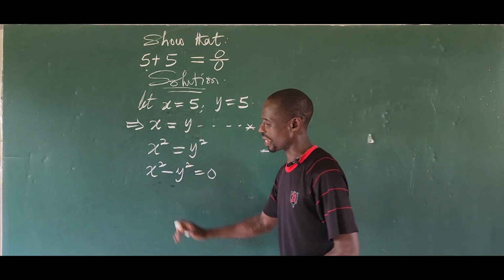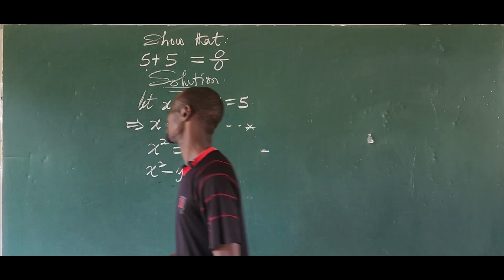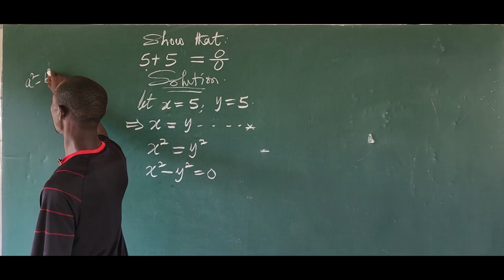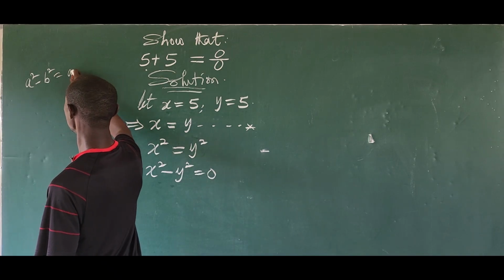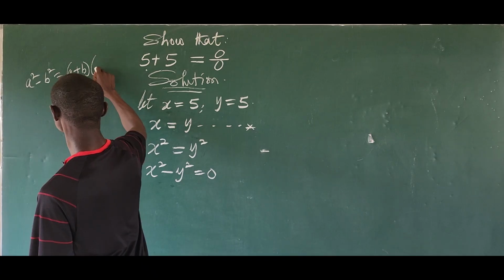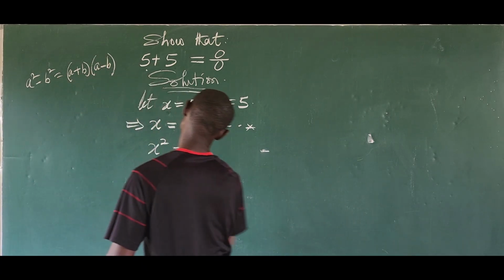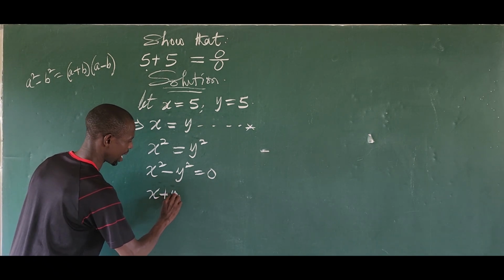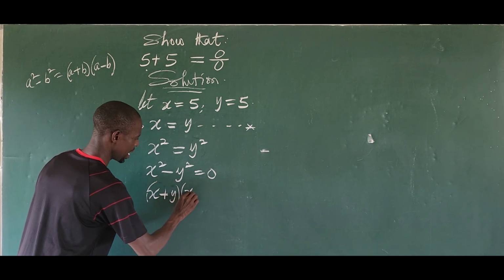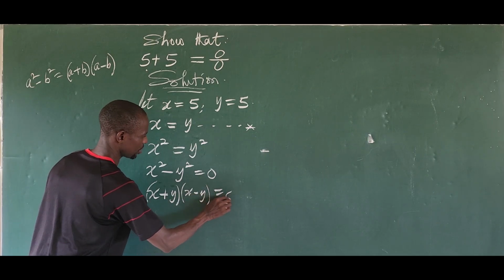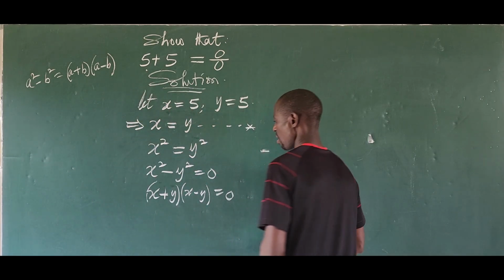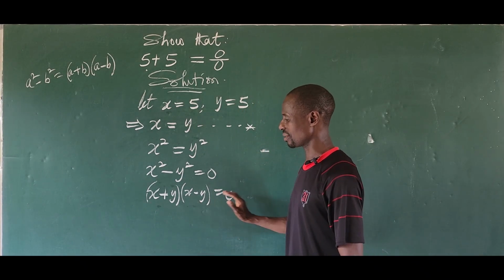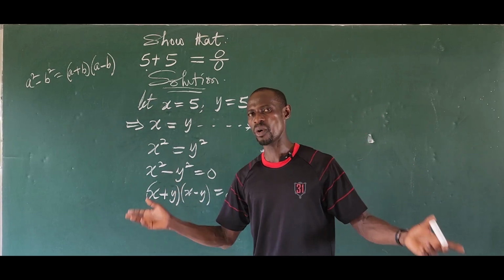With this, we apply the difference of two squares, which says that a to the power of 2 minus b to the power of 2 is equal to a plus b, bracket a minus b. So we can apply that here. This gives us x plus y, bracket x minus y, bracket, equal to 0. Now, of course, we have what we call the zero product, whereby we can equate each factor to 0, but if we go into that, it's of no use.